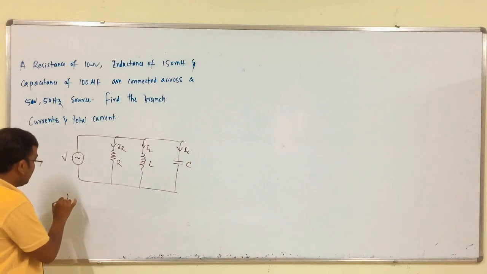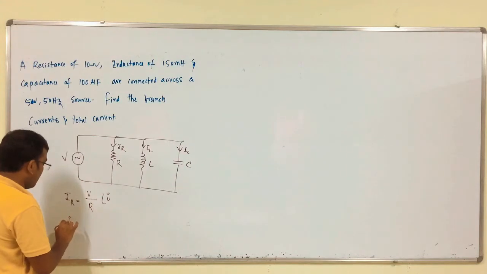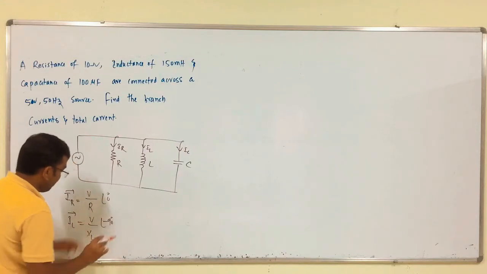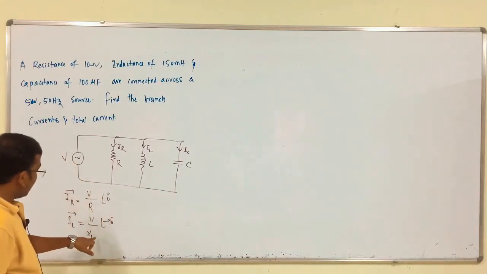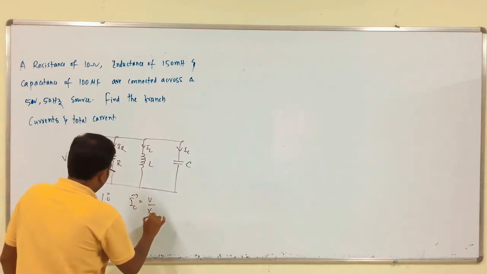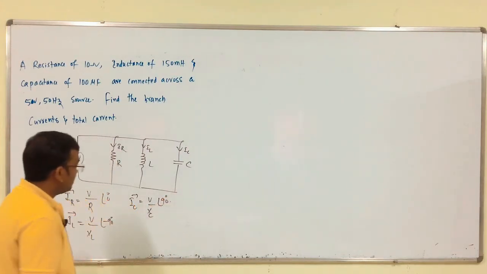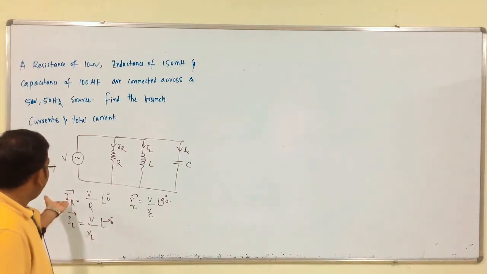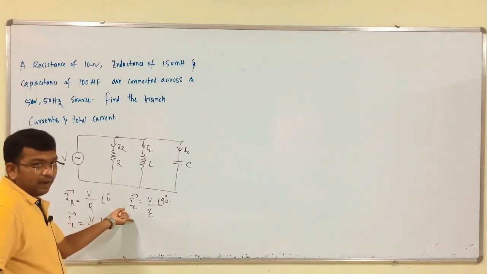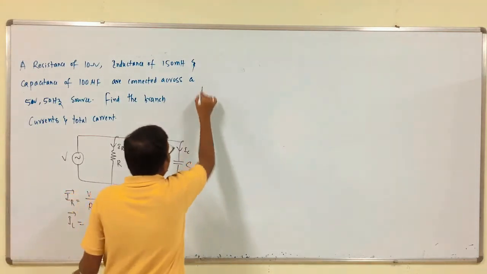We all know that IR is what? V by R at an angle 0. IL, which is nothing but V by XL at an angle of minus 90. Simple. V is equals to IL into XL at an angle of 90. That is why minus 90. IC, V by XC at an angle 90. That is it. After getting these three, we have to add IR plus which one is more, whether it is IL or IC, that minus remaining current, we are going to get the total current. Okay. Then first IR.